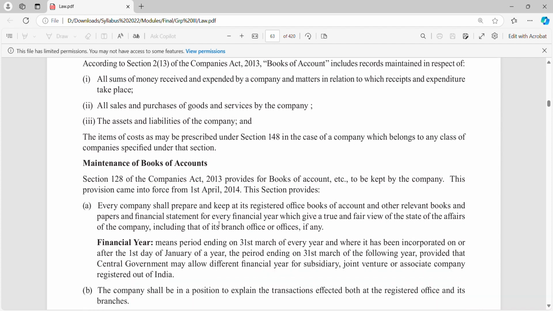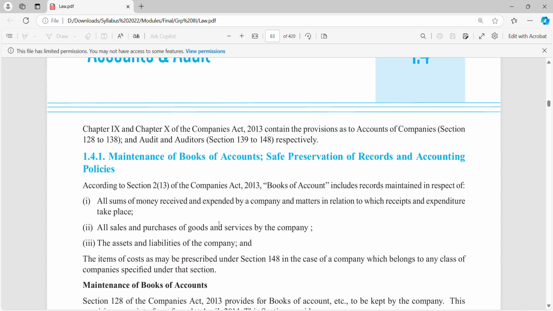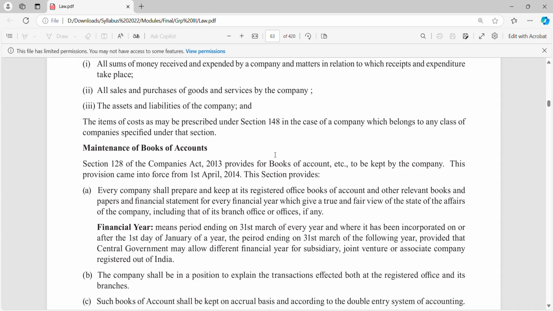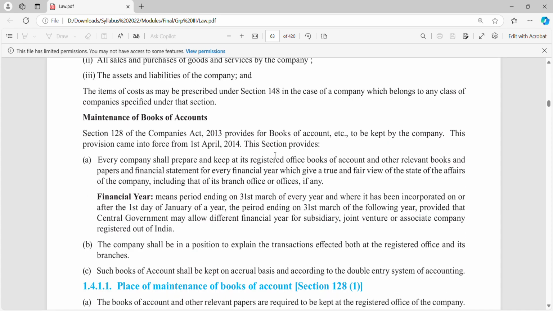Okay, let me come here. Maintenance of books of accounts. We'll start from Section 128 and wind up at Section 148, so nearly 20 sections under this chapter. Section 128 of the Companies Act 2013 provides for books of accounts. This section 128 deals with books of accounts, etc. to be kept by the company.